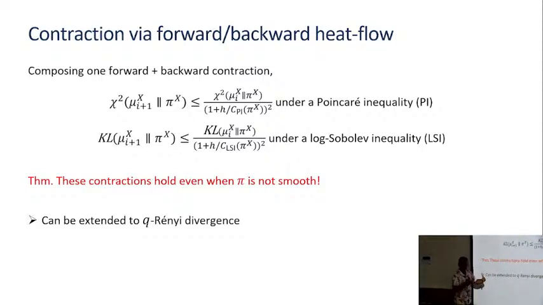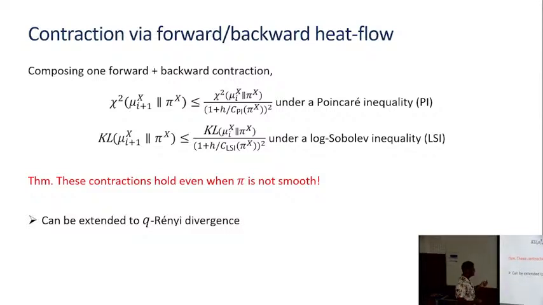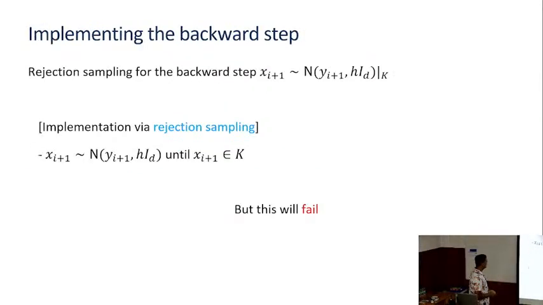You don't need smoothness. You can have hard constraints. You can have non-smooth functions, and you still get this. And it works for more general divergences.